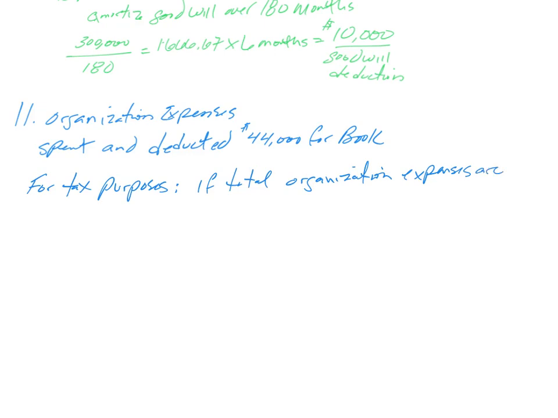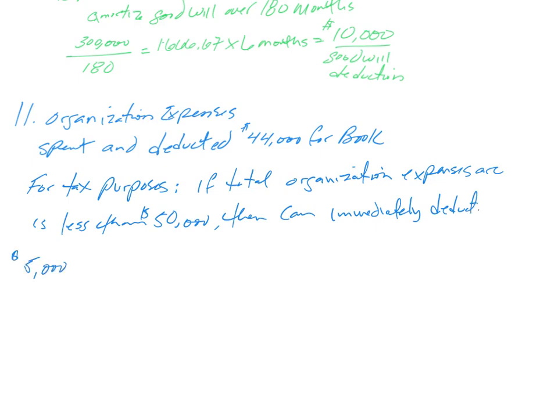if total organization expenditure is less than $50,000, then you can immediately deduct $5,000 for tax purposes, right? And amortize the leftover over the course of 80 months. Or excuse me, not 80 months, 180 months.